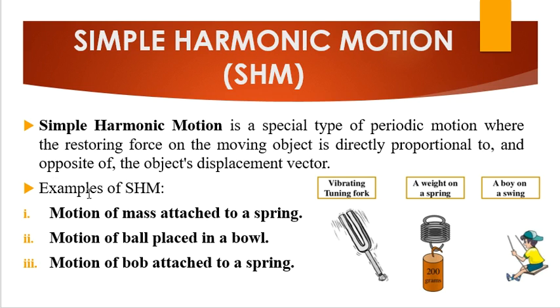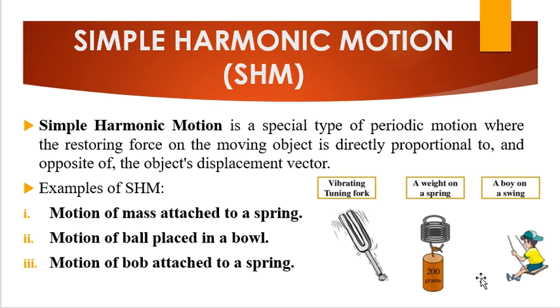We have some specific examples of simple harmonic motion, such as the motion of a mass attached to a spring. Like if you hang some mass, you can see an example here, a mass attached to a spring. Or the motion of a ball placed in a bowl. Let's say you have an oval or circular shaped bowl with a ball in it, and if you move the ball in that bowl, there is a specific motion. This is also an example of simple harmonic motion. And the motion of a bob attached to a spring.